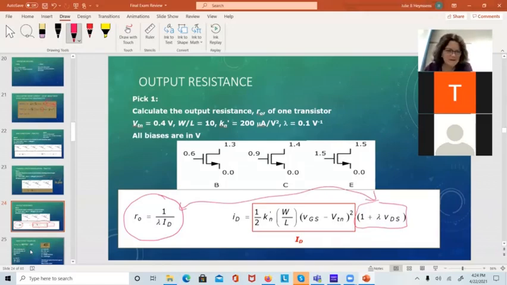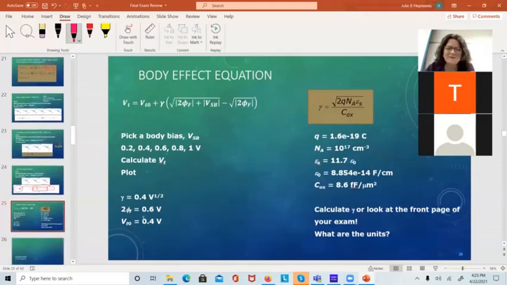Okay. Mistakes I see on the exams. Now I said before that body bias is always important. If we look at this equation, if VSB equals 0, this would be 2 phi f minus the square root of 2 phi f. Everything in there would be 0 if VSB is 0.